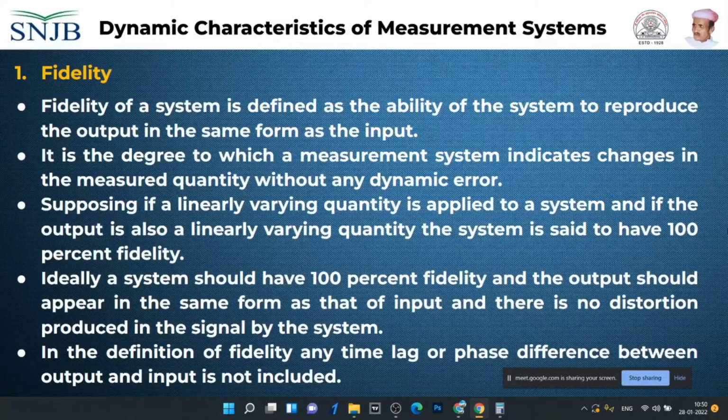Supposing if a linear varying quantity is applied to a system and if the output is also a linearly varying quantity, the system is said to have 100% fidelity. That means it is good. Ideally, a system should have 100% fidelity and the output should appear in the same form as that of input and there is no distortion produced in the signal by the system. Response those to outputs are with respect to input, that is called as fidelity in short case. In the definition of the fidelity, any time lag or phase difference between the output and input is not included. Fidelity मध्ये error हा minimum पाहिजे.